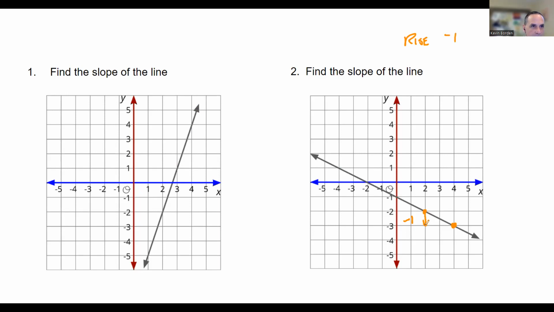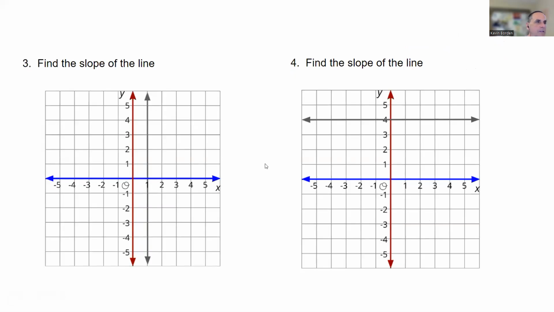And then we have to go over 2 units, 1, 2. So it's -1 over 2. We can try to reduce that fraction, but it can't be reduced. That's just -1/2. And that is the slope of that line, -1/2. All right, let's take a look at a couple more problems.